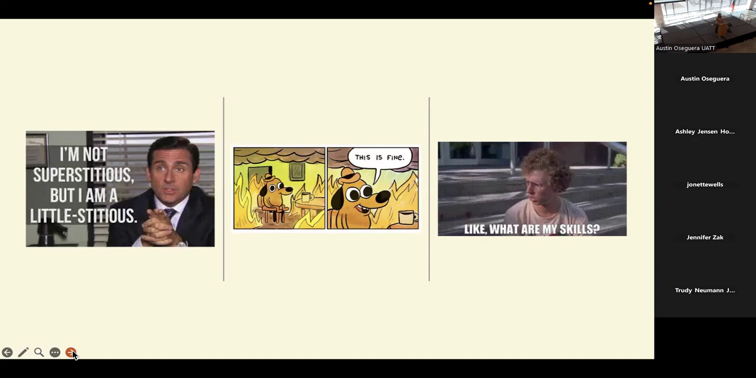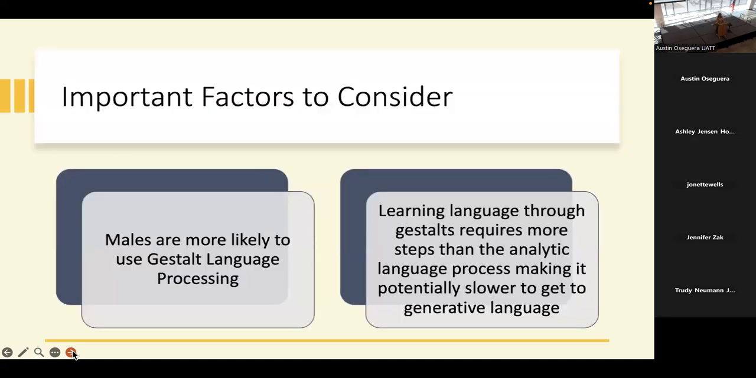So it can be helpful to think about how you use gestalts, because it can make it more relatable to how the kiddos you're working with are communicating. Okay. A couple more important factors to remember: males are more likely to be Gestalt language processors, and learning language through gestalts requires more steps than analytic language processing, and so it makes it slower.